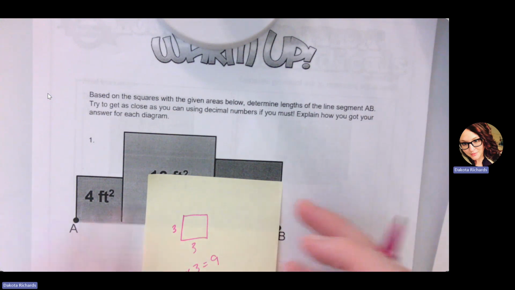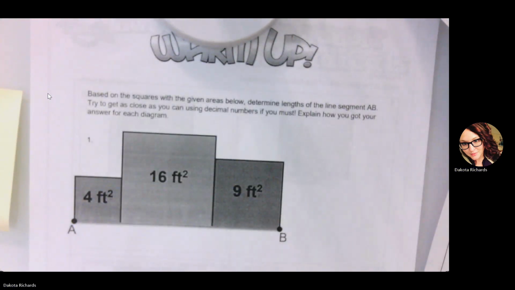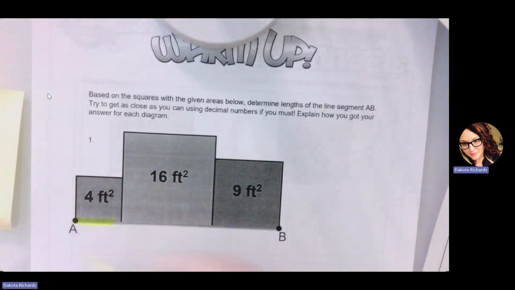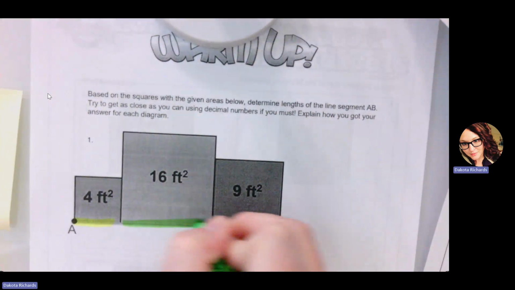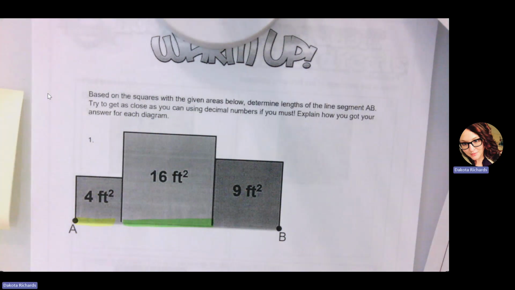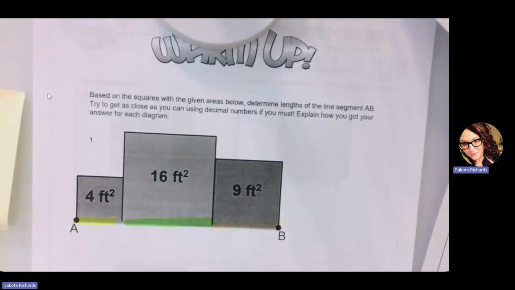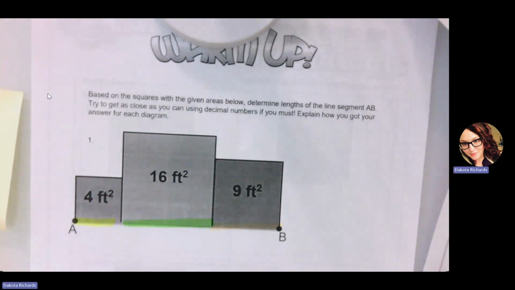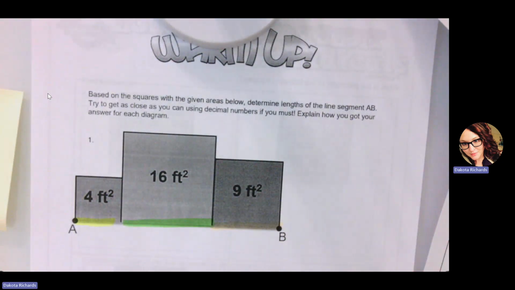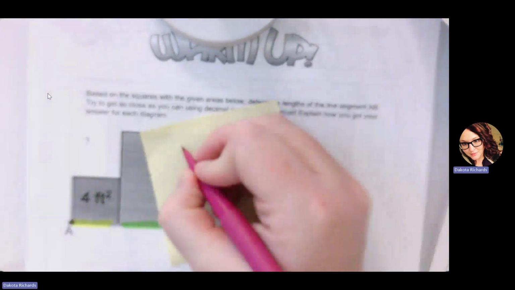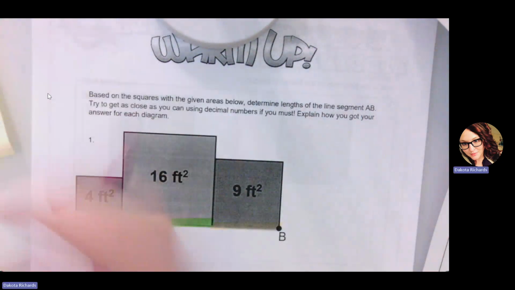But here, they're giving us the area, and we basically need to find one side length for that square. We need to find this side length for this square, and we need to find this side. If you know for a square, you get the area by multiplying side by side, that's s squared. So the formula for a square would be area equals side squared. But we don't know the side length, we know the area.